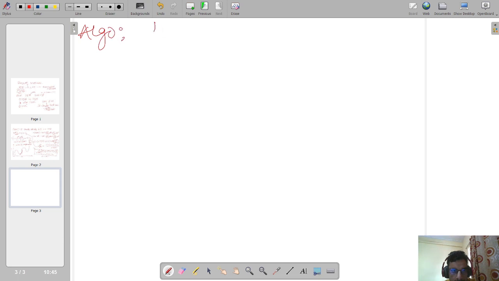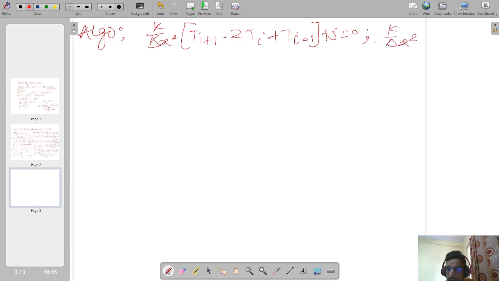So we have this equation that we have derived, plus s equal to 0. Since k and delta x are constant, we can consider this as a, because it is fixed. So if we have to iterate about Ti, we consider Ti on the left and everything to the right.